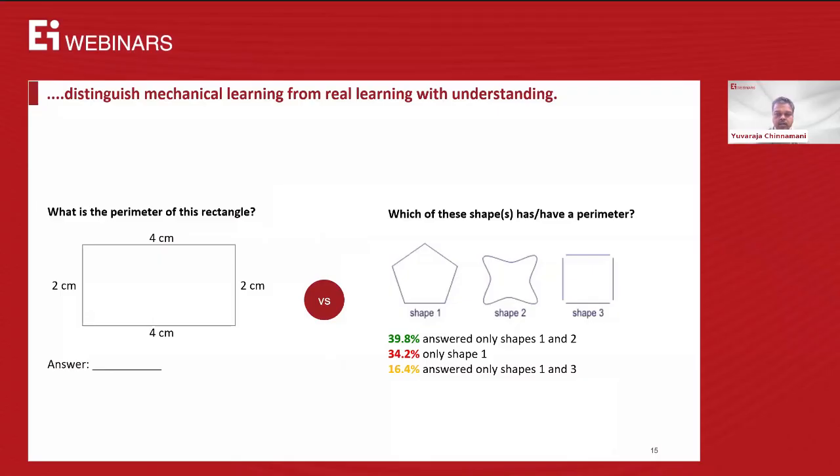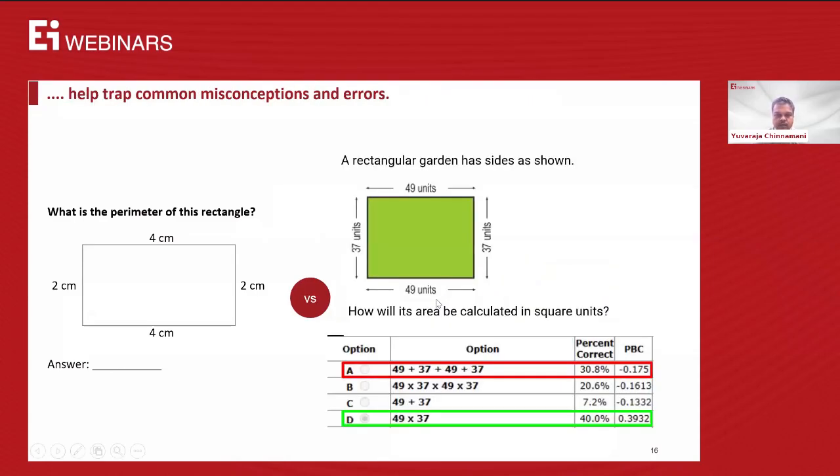Let's talk about the difference between mechanical learning and real conceptual understanding. On the left, we see a perimeter question. It's a direct recall question. Just add up the sides and you're done. Many students will get it right. But what does it tell us about their understanding of what perimeter actually means?